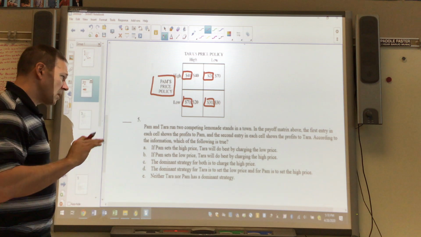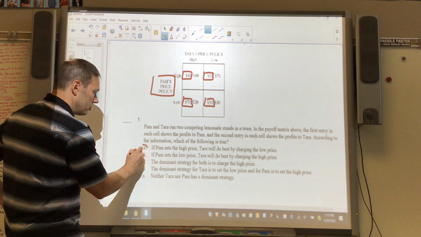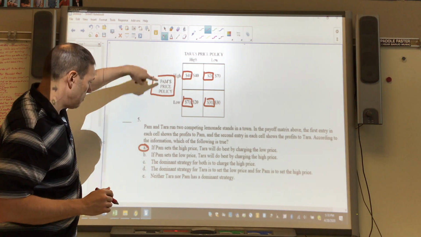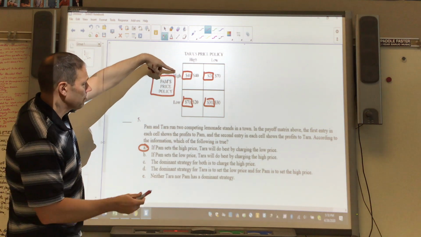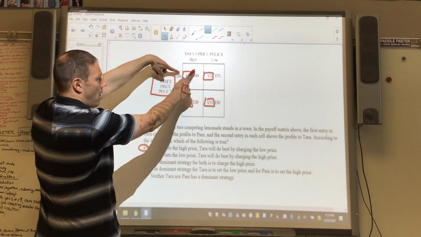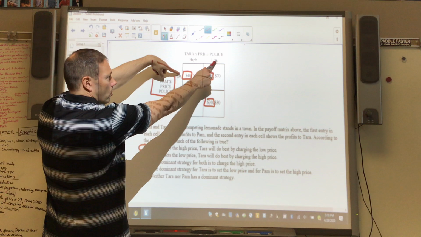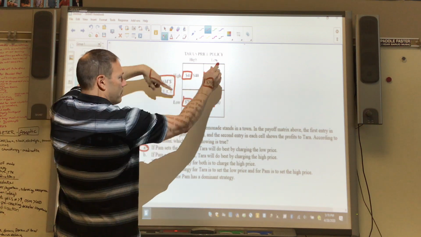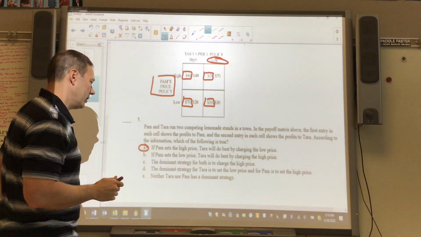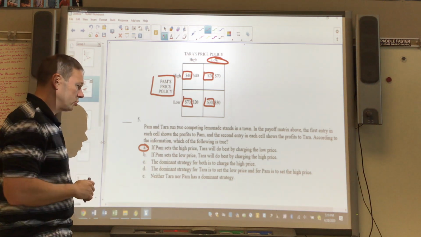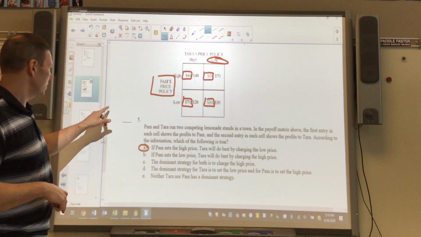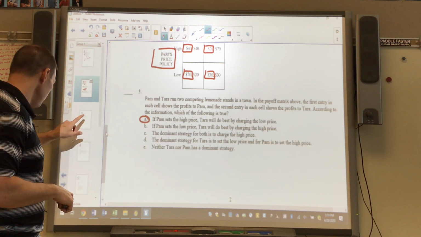So best answer here is going to be A, and I'll just run you through that real quick. If Pam goes high, Tara's options are to go high and make $40 or go low and make $70. Well, that being the case, Tara would definitely rather go low. So A is a true statement. Pam goes high. We know that Tara's going to go low.